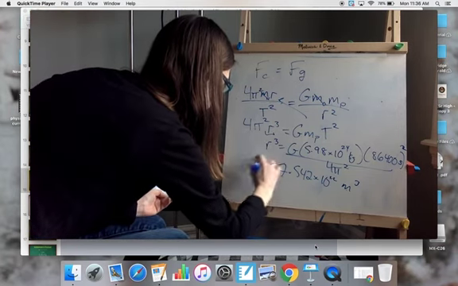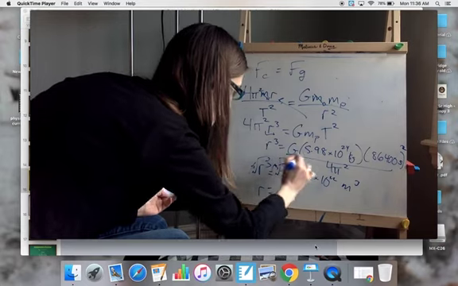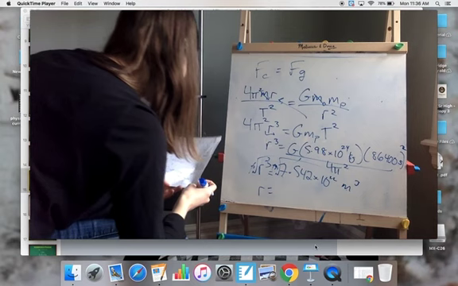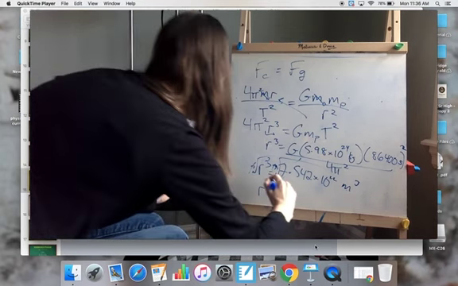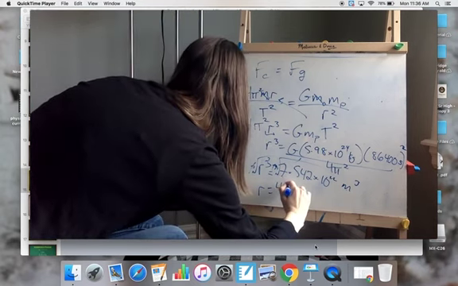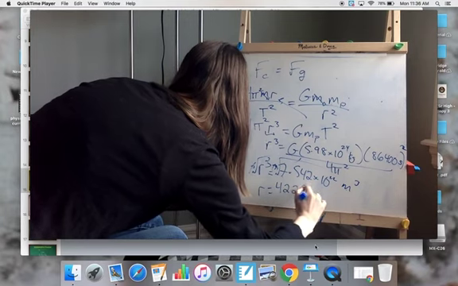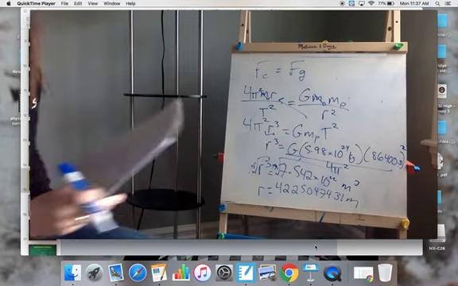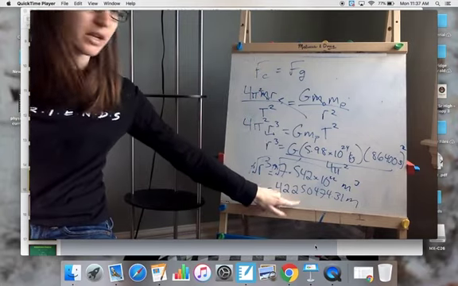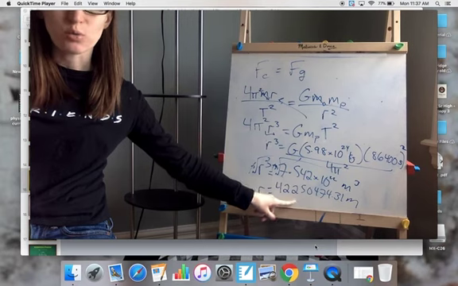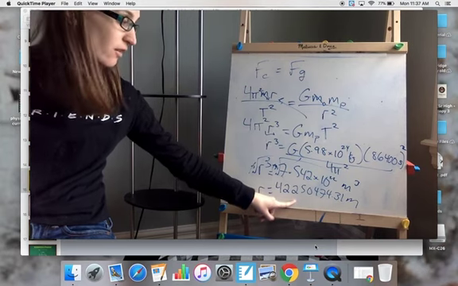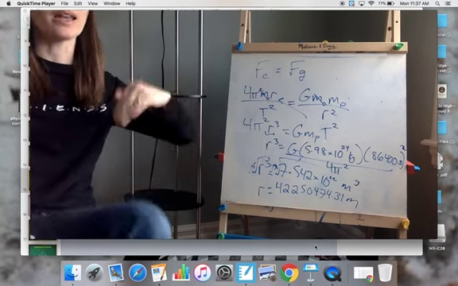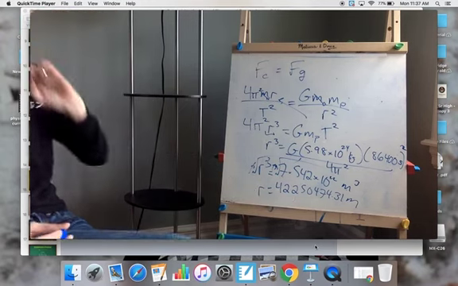When we cube root it, that gives us a value of essentially 42,250,474.31 meters. Okay, but that is the radius from the center of the Earth to the actual orbiting object, the satellite itself. So we have to remember, what height above the Earth is the object in geostationary or geosynchronous orbit?